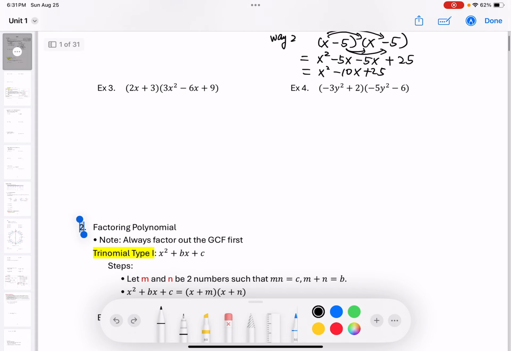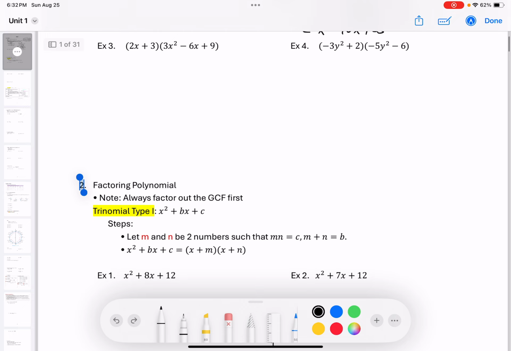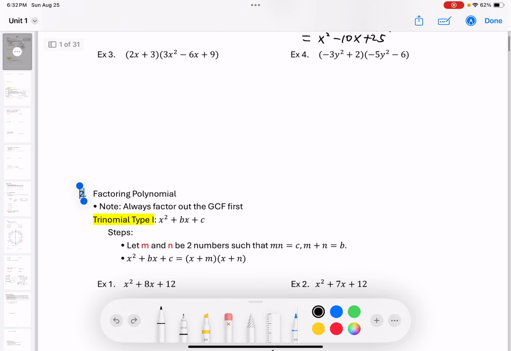Okay, let's see the next example. So next one, we have more steps, because this is multiplication between a binomial and a trinomial, but we follow the same thing. So we distribute 2x in the second parentheses. We have 3 parts. 2x times 3x squared. 2 times 3 is 6. x times x squared, what is it? They have the same base x, so we add the powers together, which is x cubed.